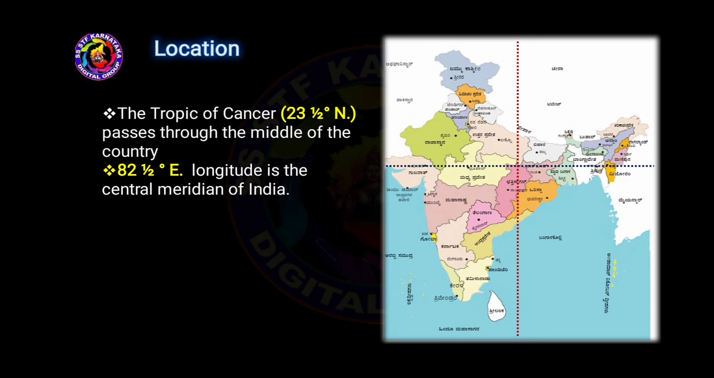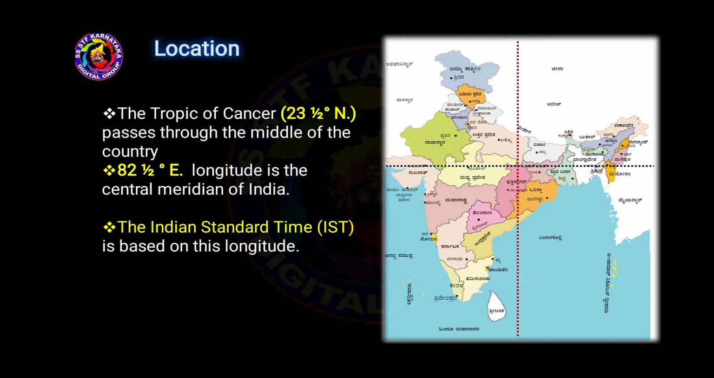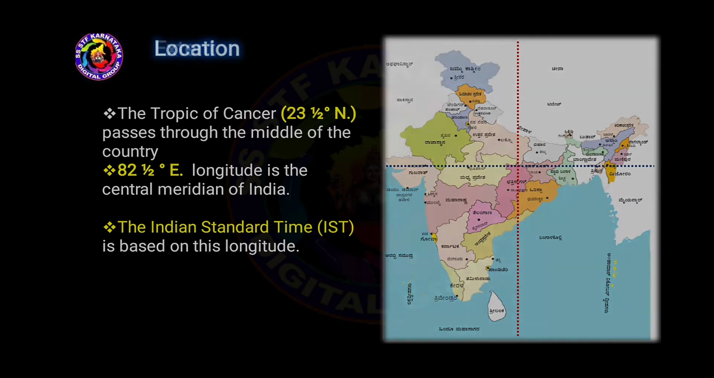82.5 degree eastern longitude is the central meridian of India. The line drawn in red color shows the 82.5 degree eastern longitude, which passes through Allahabad. So it is the standard meridian of India. The Indian Standard Time depends on this longitude. The Indian Standard Time is based on this longitude.